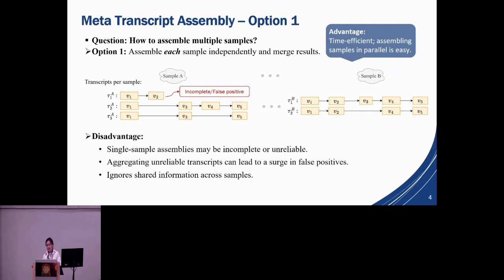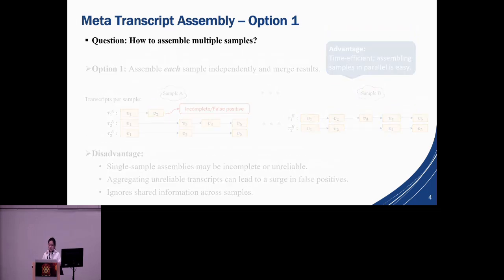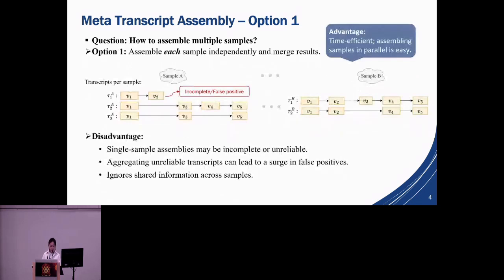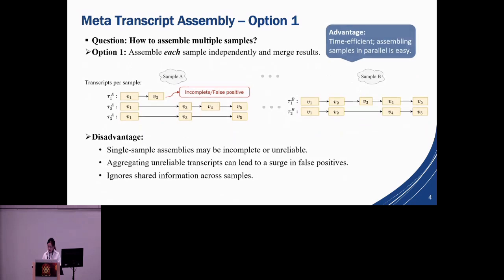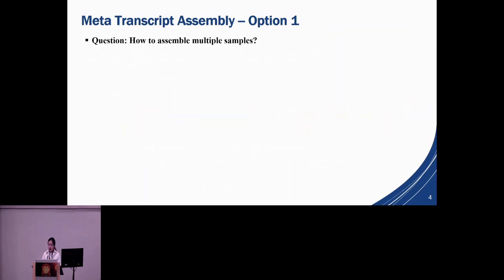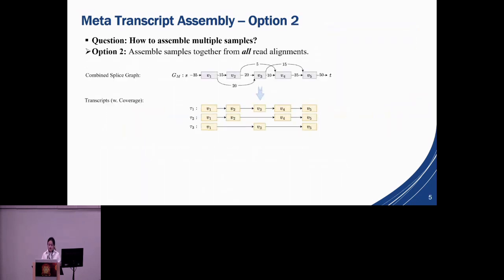However, due to sequencing errors and also alignment errors, individual splice graphs are not that robust. They might be erroneous or incomplete. What's more, aggregating unreliable transcripts can lead to a surge in the final false positives. Both of these limitations are caused by the fact that they ignore shared information across samples. So how can we fully use the shared information? Let's consider the second option.